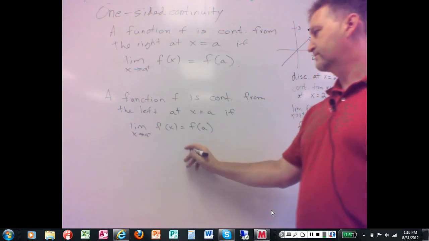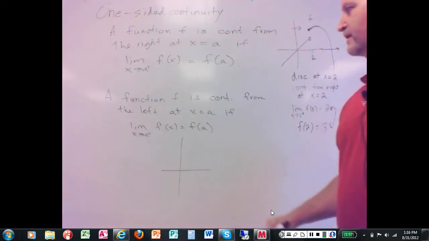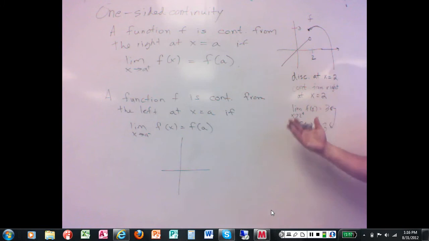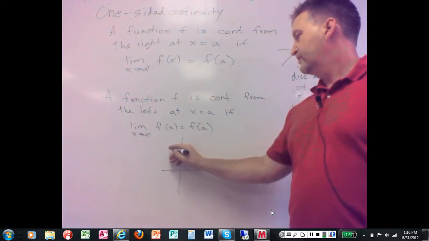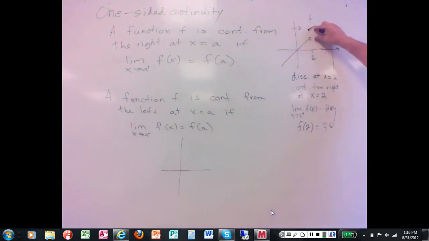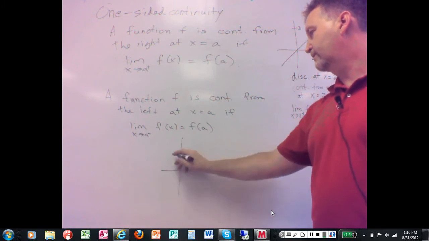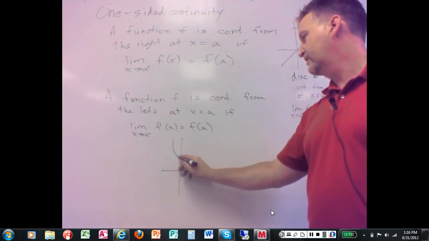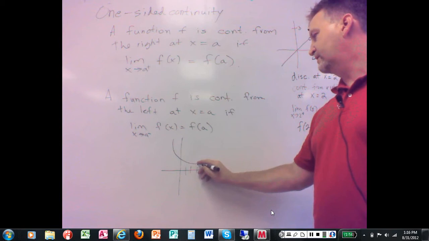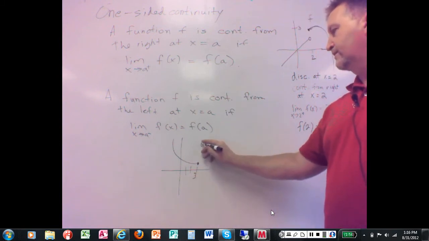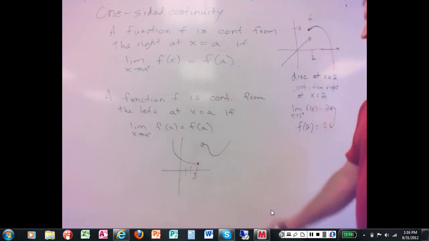And so can you come up with a graph here for this one? Continuous from the left would be exactly the opposite as far as this point is concerned. Let's say I'm coming in here at 3, and the graph comes in, and then it's a closed circle there at 3, and then whatever on this side.